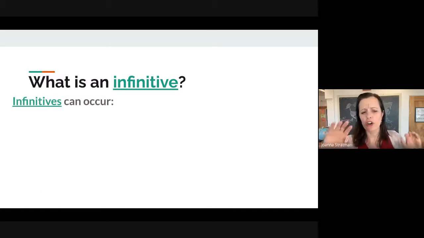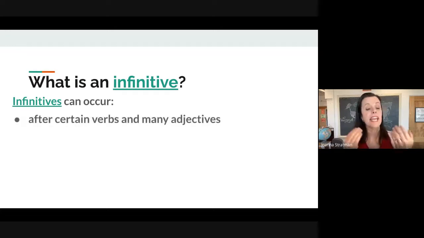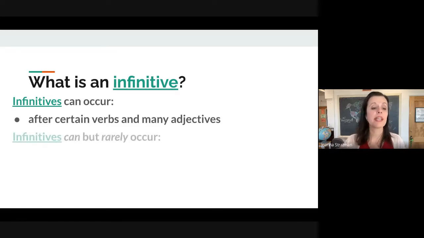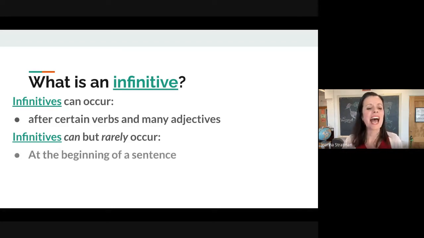Infinitives can occur in different places in a sentence in English. They can occur after certain verbs and many adjectives. They can, but rarely, occur at the beginning of a sentence.